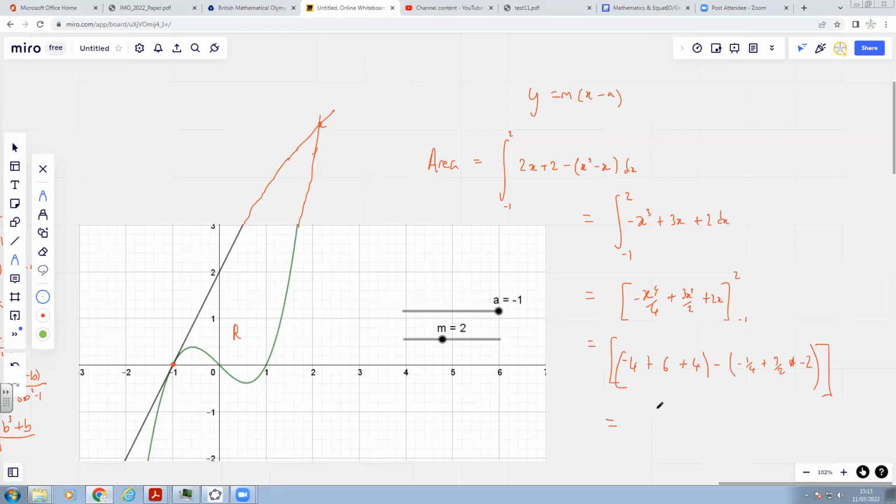And we simplify this, we're going to get 6 minus, if you think of this as 6/4, -1/4 plus 6/4 is 5/4. Take away 2 is -3/4. And you get 6 3/4, but that's 27 over 4 as required.